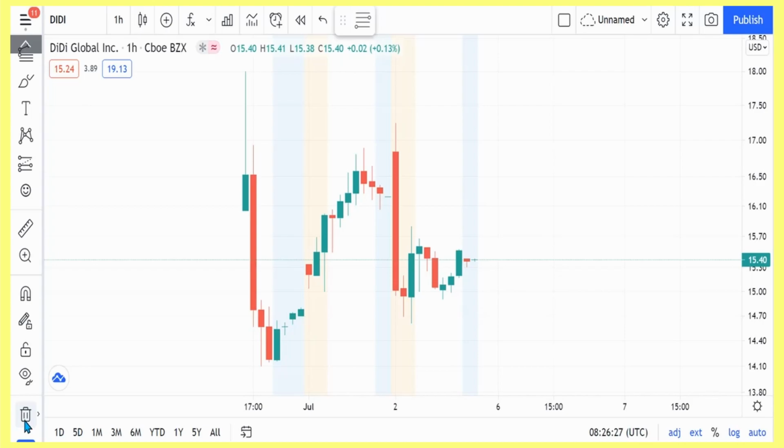Now we're going to explain the A pattern for the resistance level. Just now was at the support level. Now we are looking at the resistance.